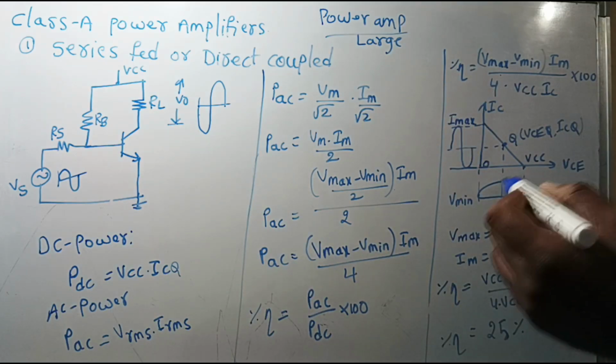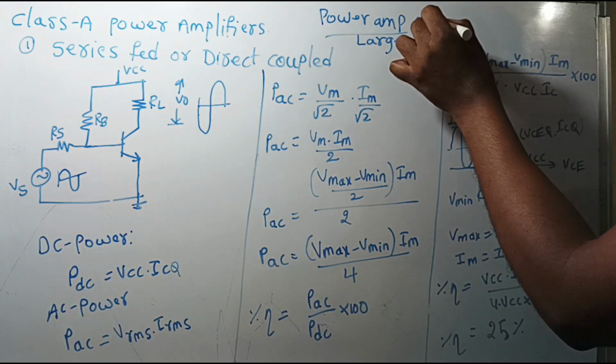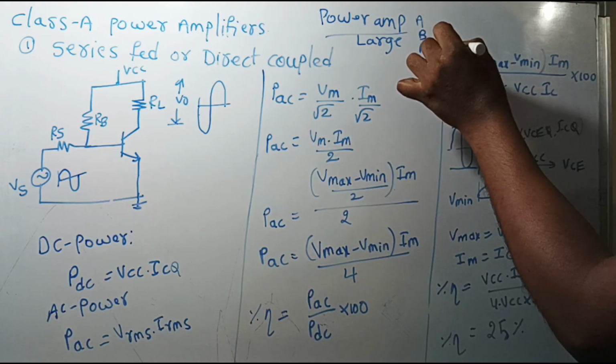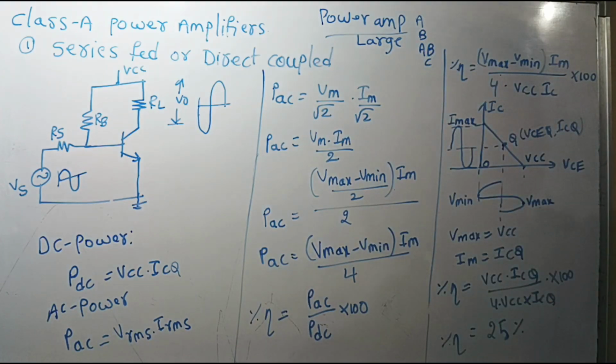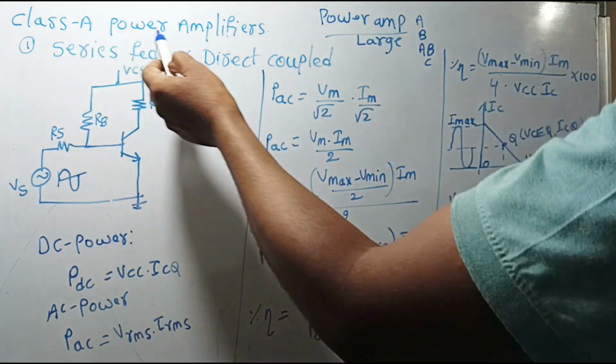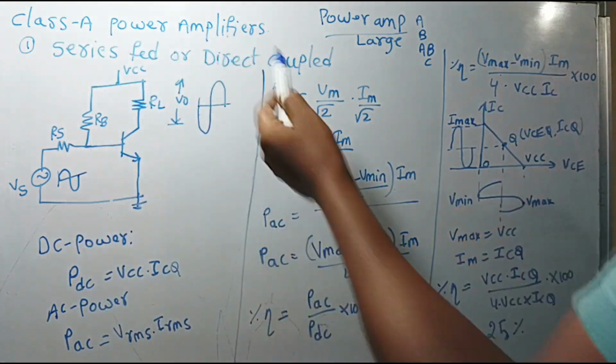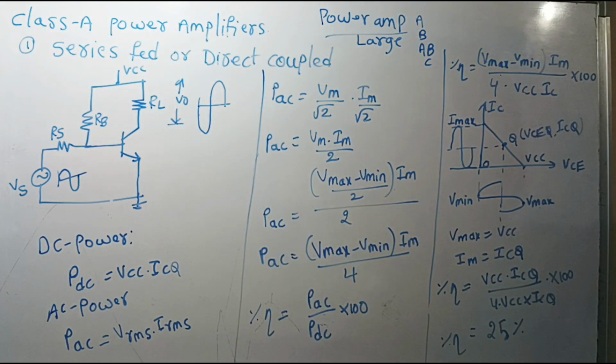So there are different types of power amplifiers. Those are Class A, Class B, Class AB, Class C. These are the major power amplifiers. Today we'll discuss about Class A power amplifier. Here we have two types of Class A power amplifiers.